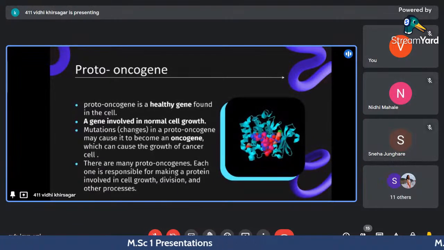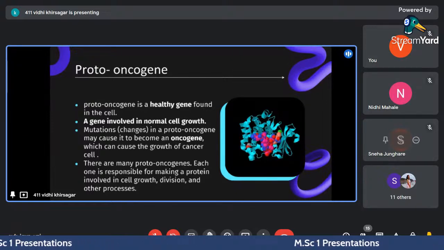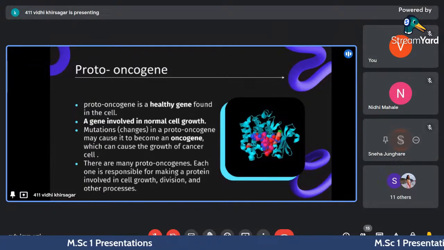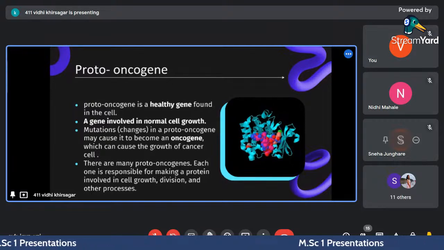Now, what are proto-oncogenes? Proto-oncogenes are the healthy genes found in the cells. Proto-oncogenes are normally involved in normal cell growth. Mutation in proto-oncogenes may cause them to become oncogenic, which can cause the growth of cancer cells. There are many proto-oncogenes. Each one is responsible for making a protein involved in cell growth, division, and other processes.